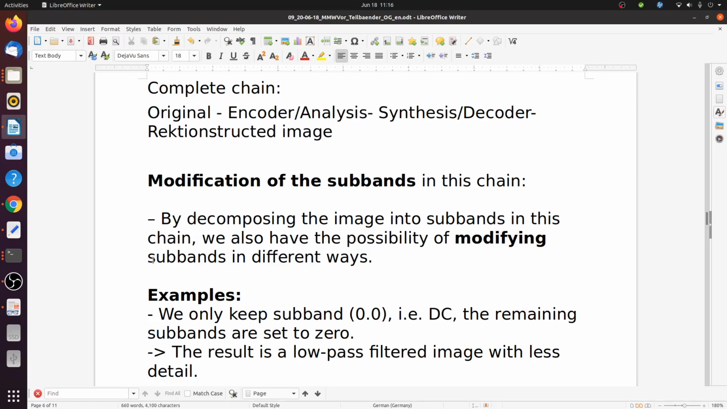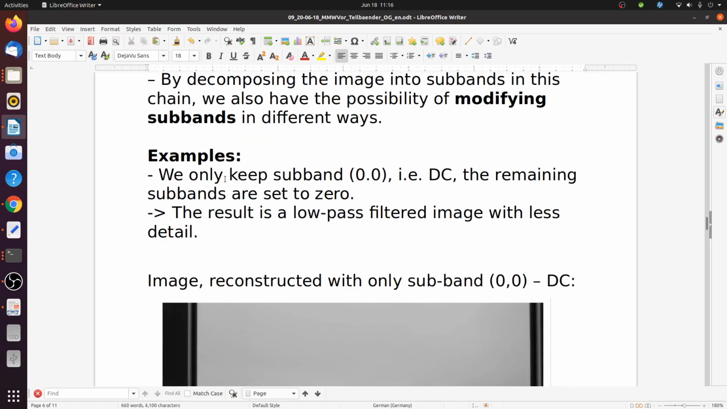And that makes it interesting, because then we can remove or enhance certain properties. So here's an example. We only keep subband 0,0. So there should be a comma because it's two indices, which means DC, and the remaining subbands are set to 0, right?